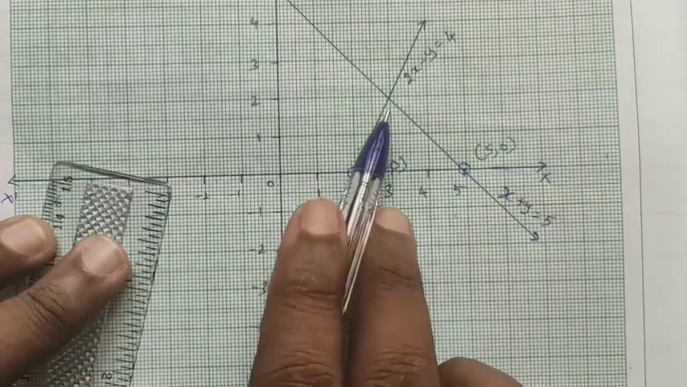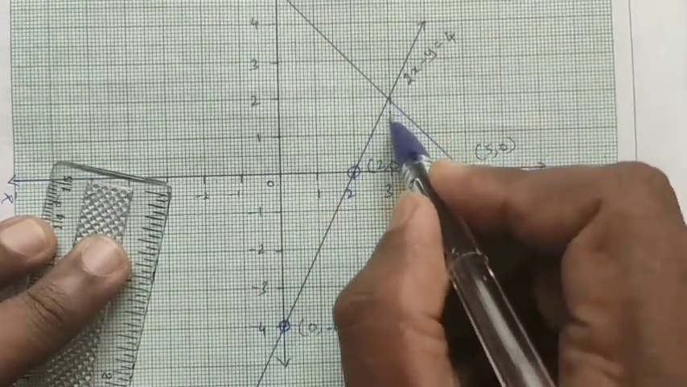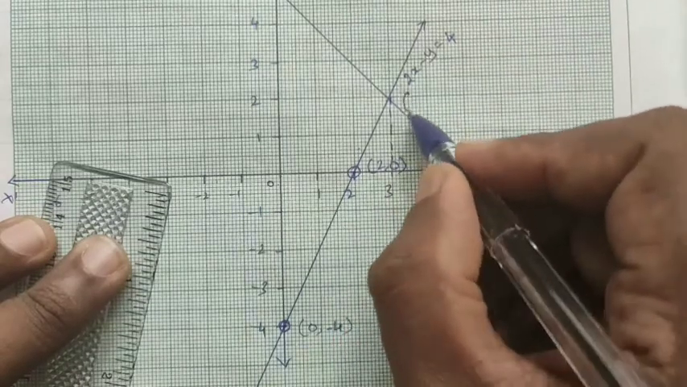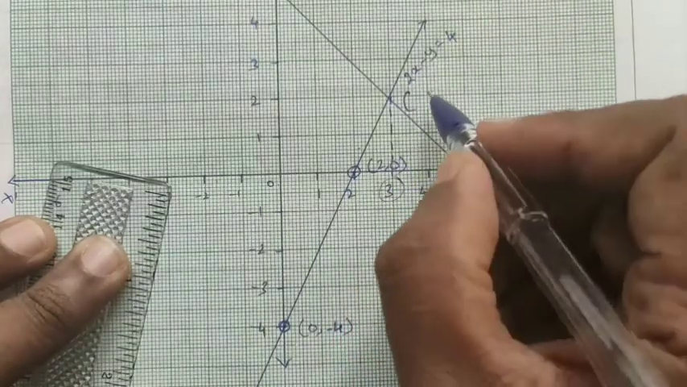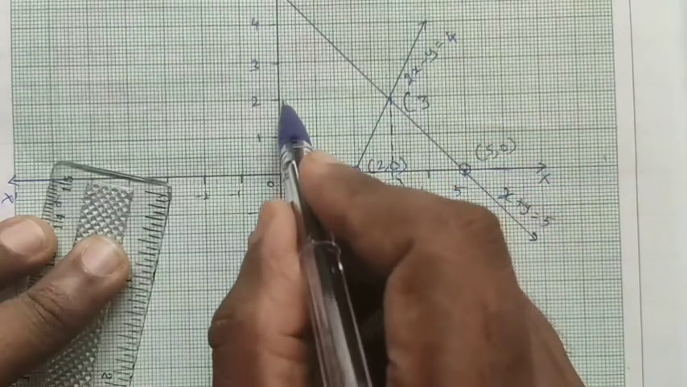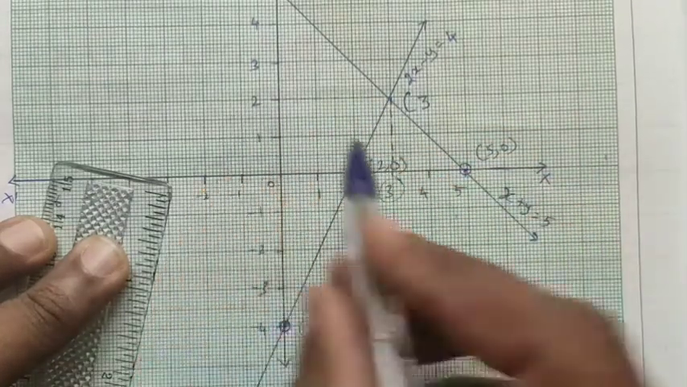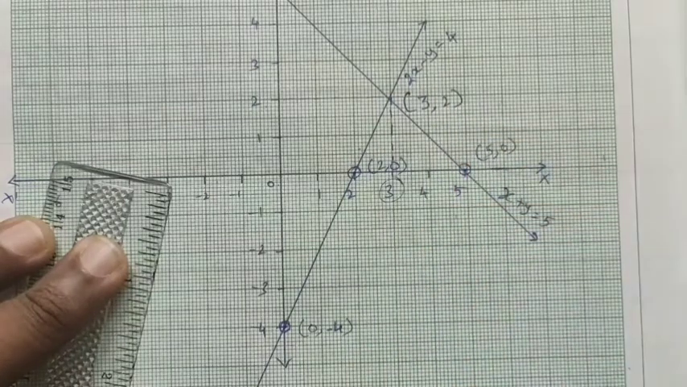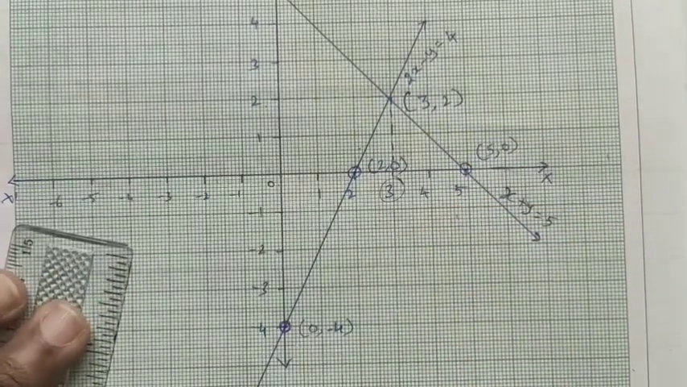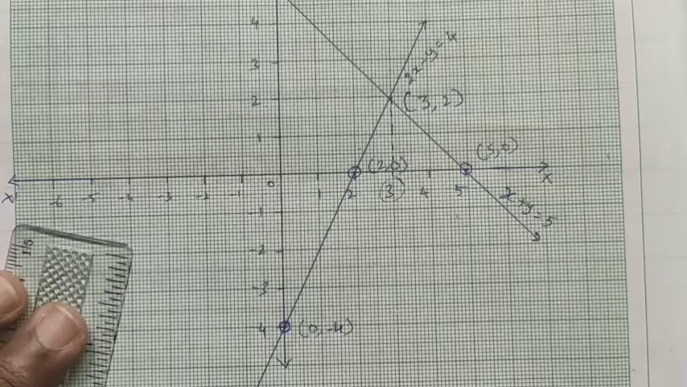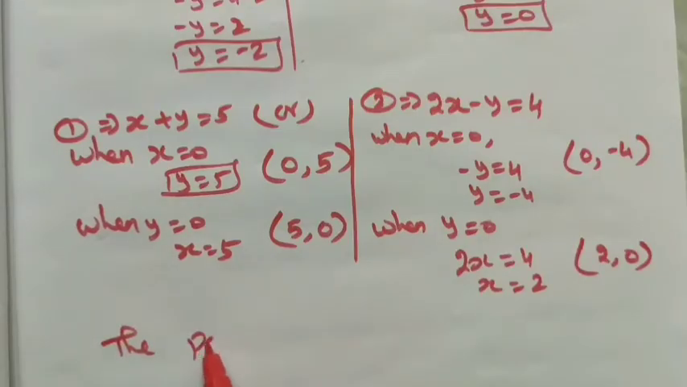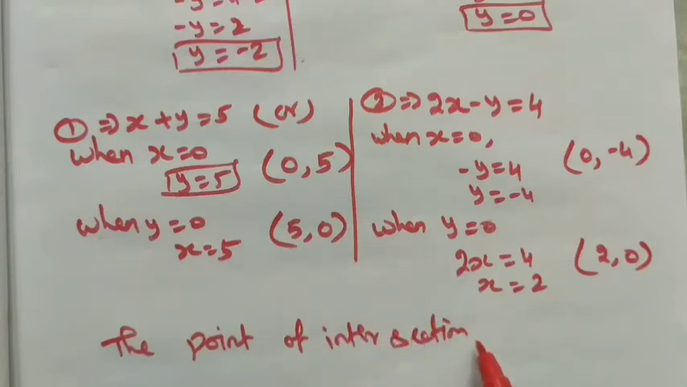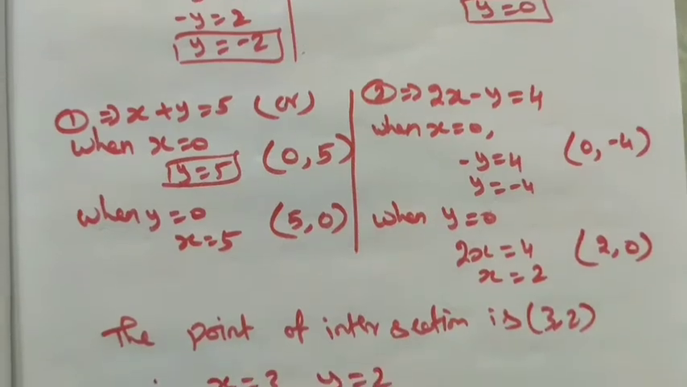Here we have the intersected point, and we can find the point of intersection. Meeting the x-axis, we get 3. Meeting the y-axis, we get 2. So 3 comma 2 is the point of intersection. In both methods we have the same point of intersection. Therefore, the point of intersection is 3 comma 2, so x equal to 3, y is equal to 2 is the answer.